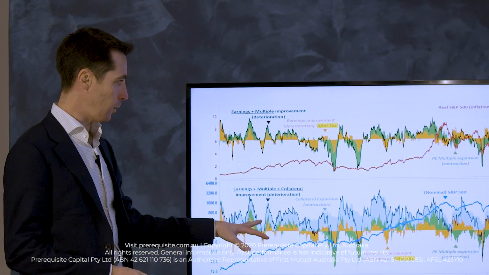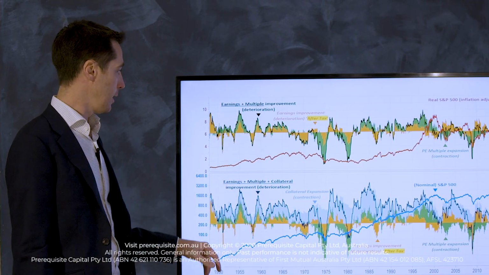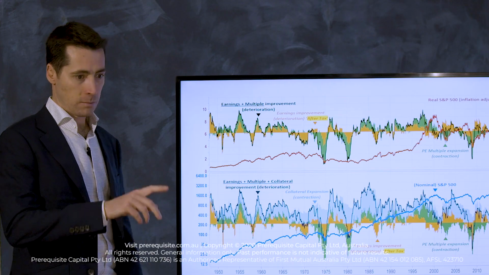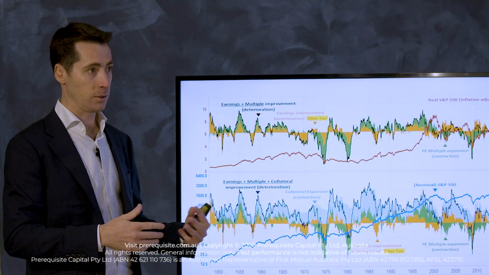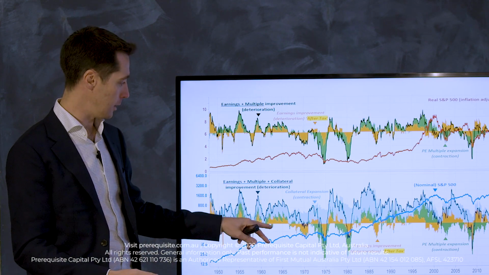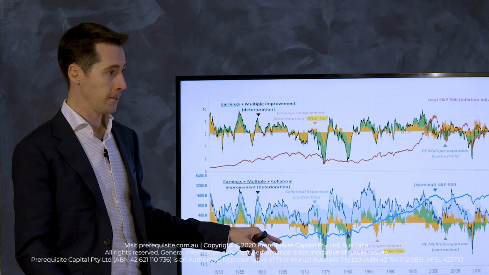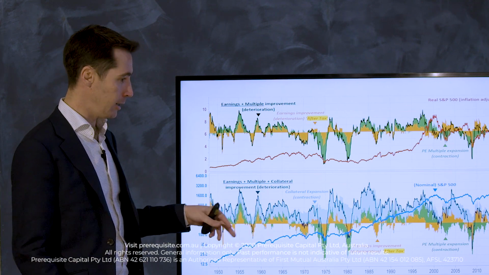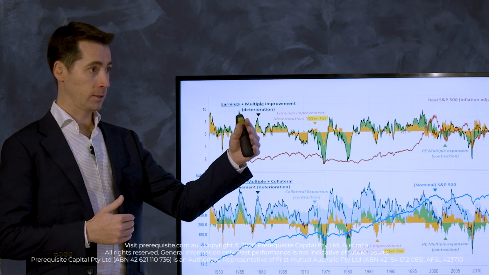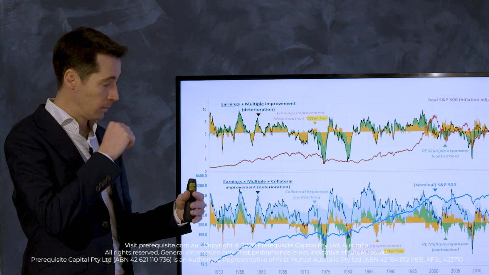So this is in the US, but we can do this for every major region of the world. This simply maps the marginal drivers of those three things. So in orange is the marginal contribution of profits or earnings, growth or contraction. If it's above the line, it's growing. If it's below, it's contracting, so it's a negative pull. Right. The green is the multiple expansion, the valuation. Multiples are either expanding or contracting.